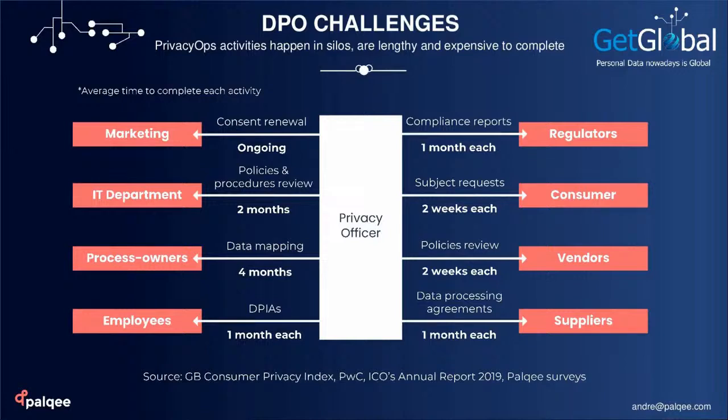On the left-hand side, the last one we have is employees. It goes together with process owners, basically DPIA, so data protection impact assessment. Every new project you have in your organization, you need to ensure that your employees know what they're doing, there's no impact, and that is through executing the DPIAs.